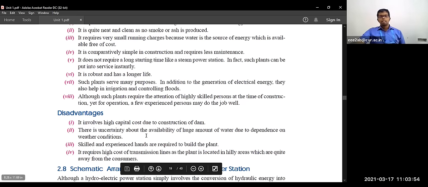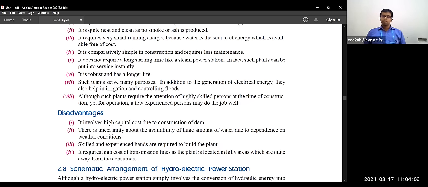Next, there is uncertainty about the availability of a huge amount of water due to dependence on weather conditions. If it rains, then more water will be stored in the dam. If it does not rain, we have to wait for the rain. Otherwise, the stored water you can use, but in the summer season you have to use it wisely.